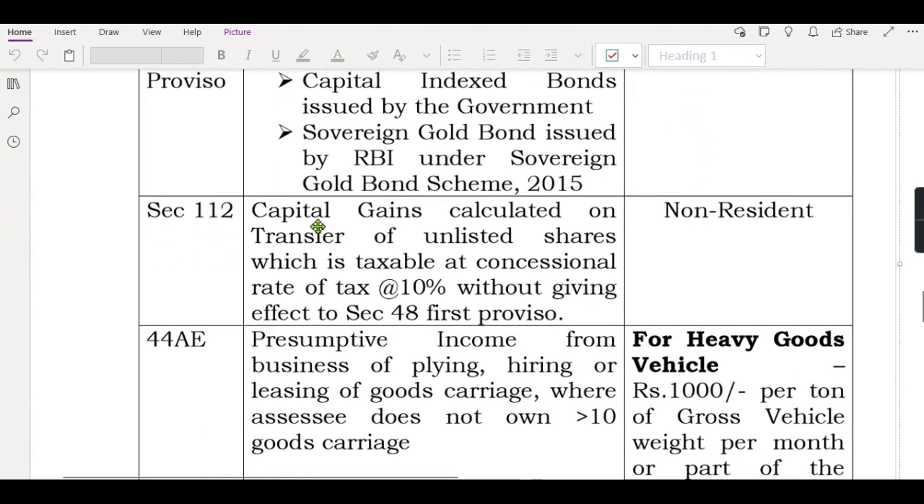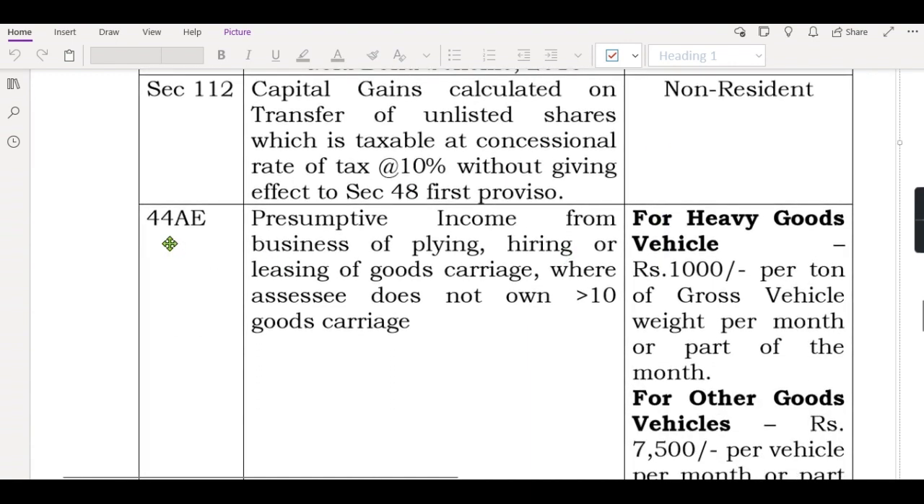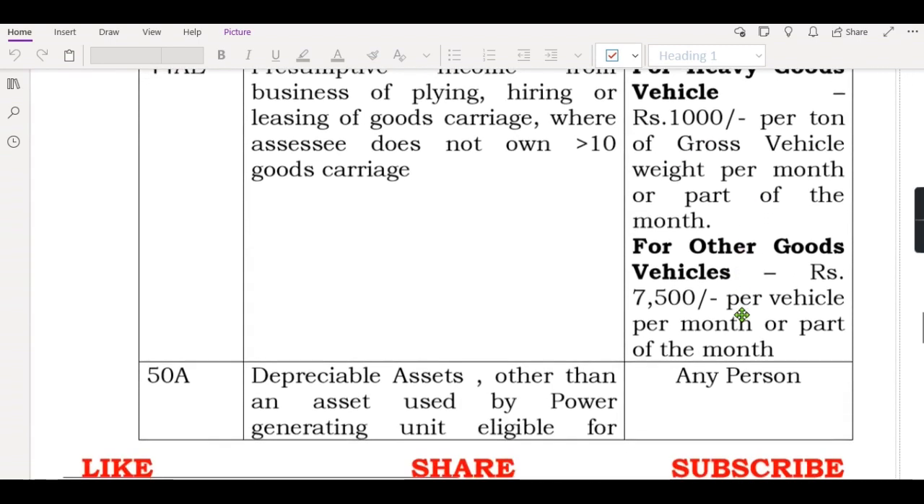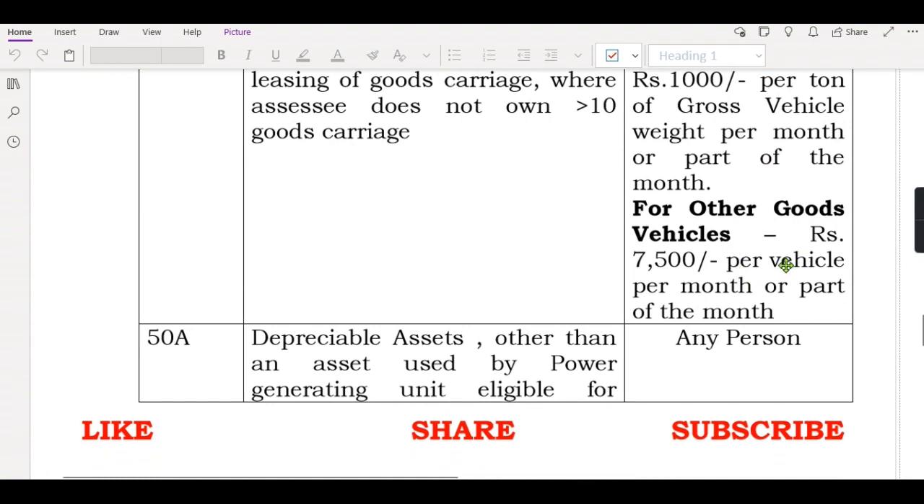Section 112: capital gains calculated on transfer of unlisted shares which is taxable at concessional rate of tax at the rate of 10% without giving effect to section 48 first proviso. Transferor is non-resident. Section 44AE: presumptive income from business of plying, hiring or leasing of goods carriage where assessee does not own more than 10 goods carriage. For heavy goods vehicle, rupees 1000 per ton of gross vehicle weight per month or part of the month. For other vehicle, rupees 7500 per vehicle per month or part of the month.